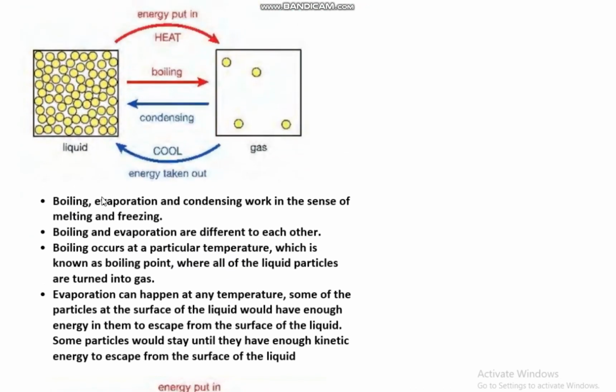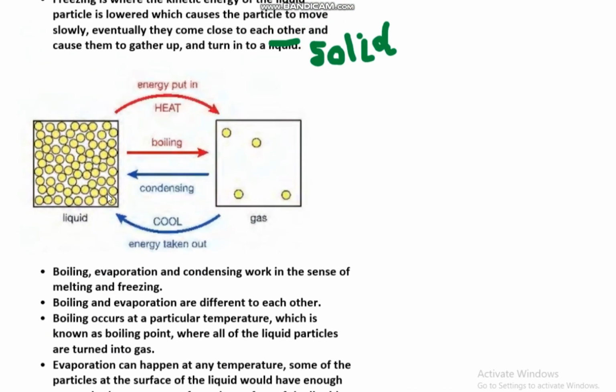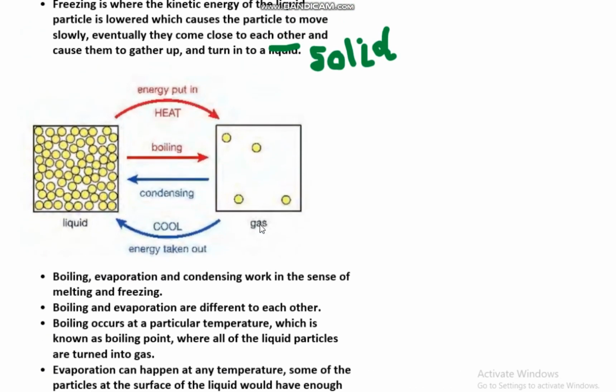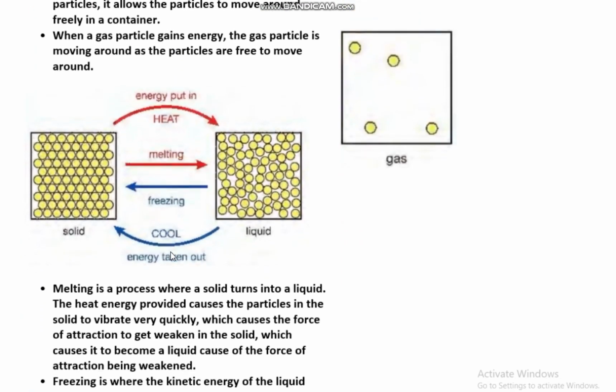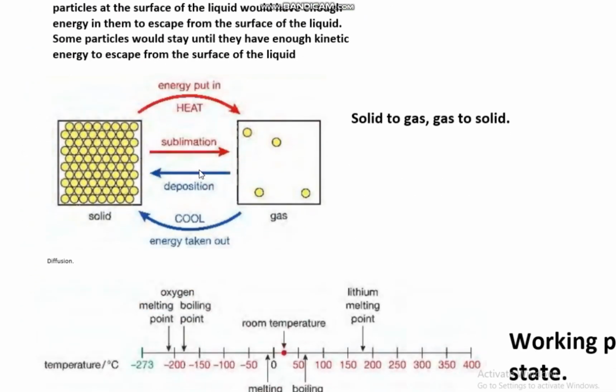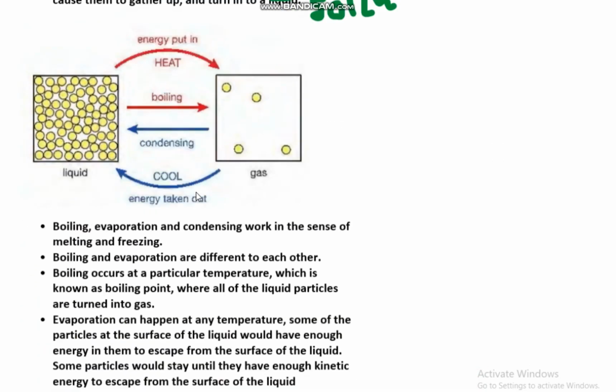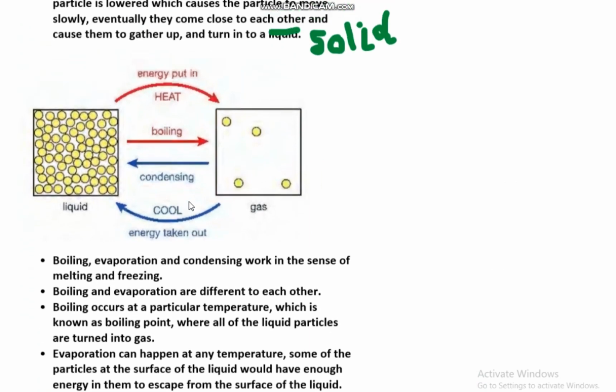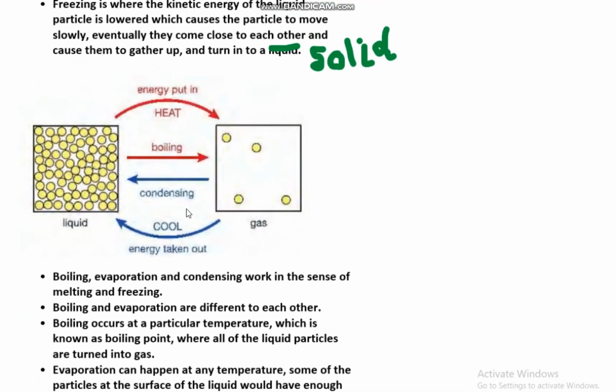But in boiling and evaporation, there's a difference. Evaporation is one process, and boiling is another process. In condensing, we say that the gas particles come close to each other, and they eventually turn into a liquid. So boiling and condensing are more or less the same as melting and freezing, and they're also the same as sublimation and deposition. So we'll talk about boiling and evaporation.